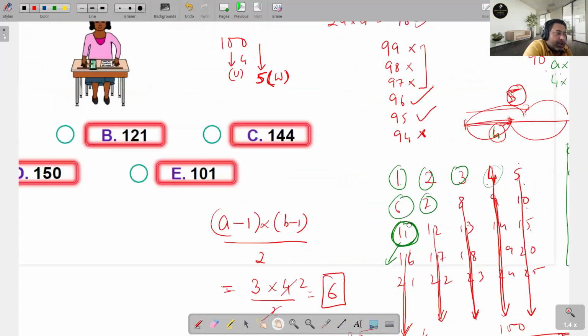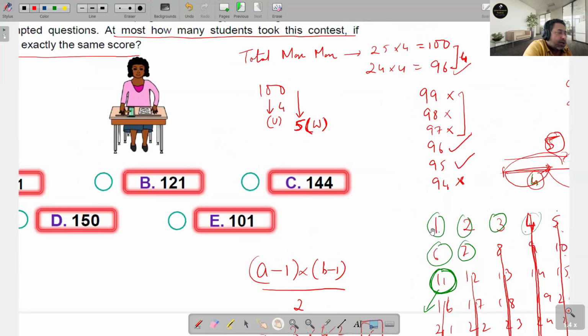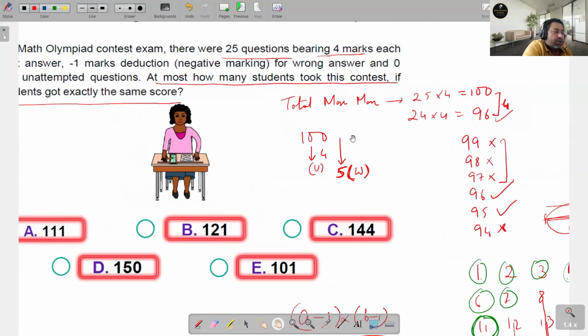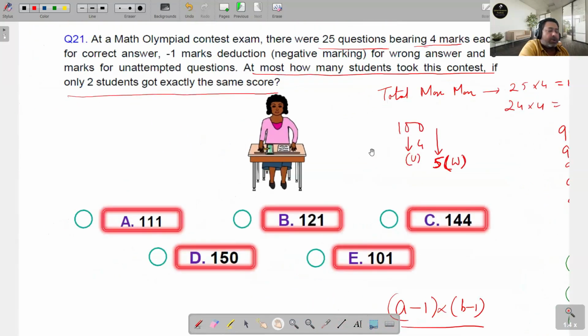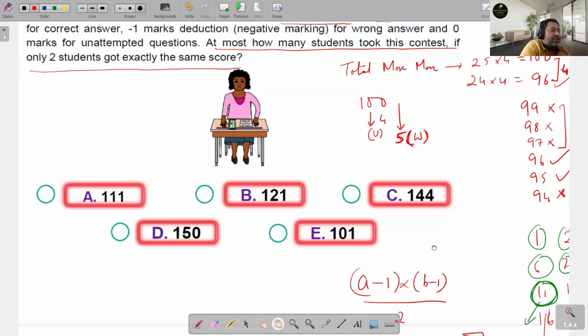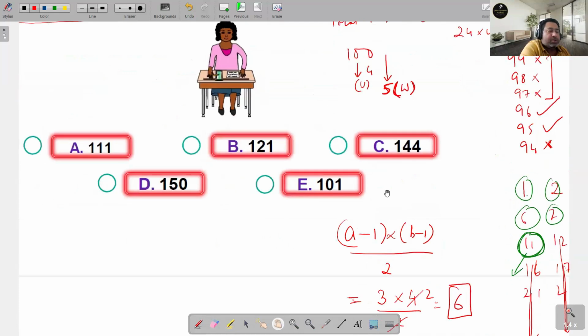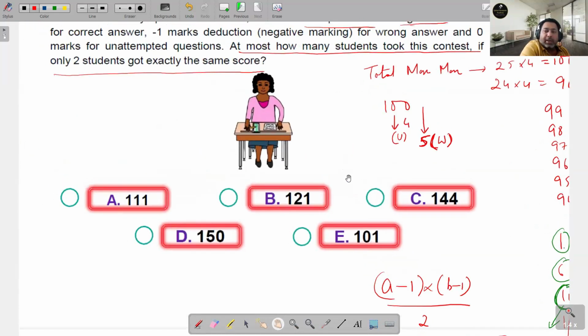That covers the chicken nugget part. You can check on YouTube videos for the chicken nugget math problem. You'll get a lot of videos around this. Okay, so that tells us that there are 120 scores which any student can get.